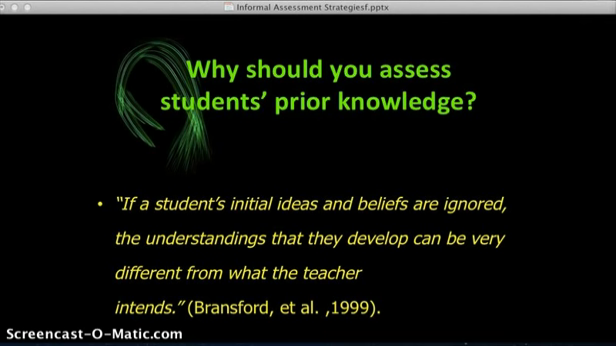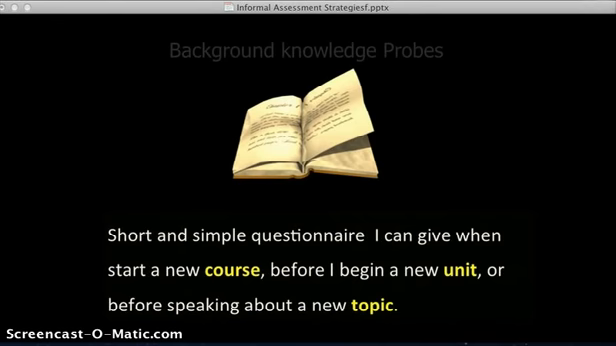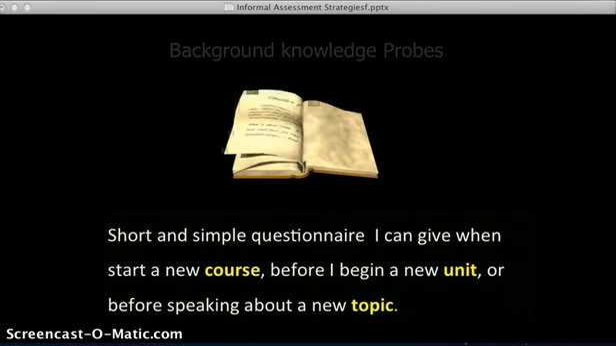And then the background knowledge probe. It is a short and simple questionnaire I can give when I start a course, or before I begin a new unit, or before speaking about a new topic. It helps me to figure out where to begin teaching on any given topic.